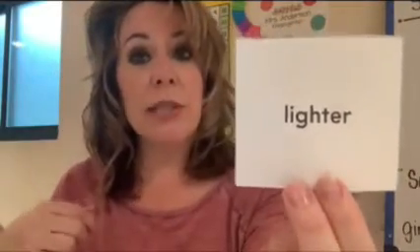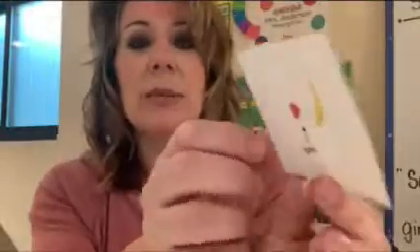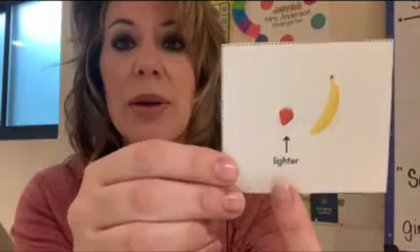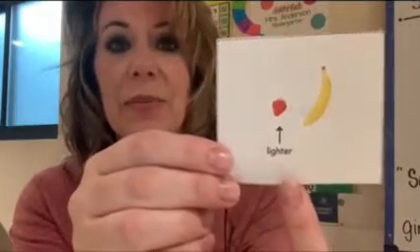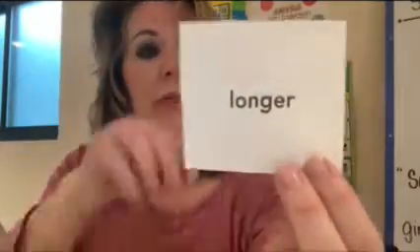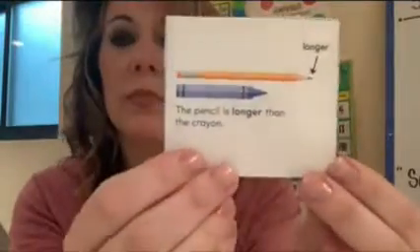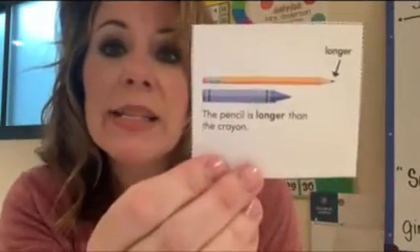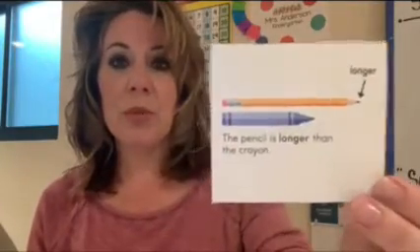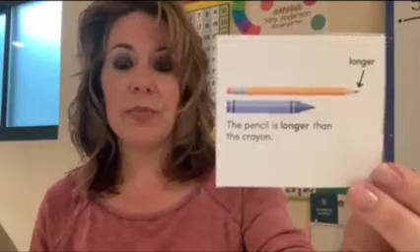Okay. Earlier, we talked about something being heavier. We talked about the banana being heavier. So if the banana is heavier, then the strawberry is lighter. Lighter. Good. Okay, last one from that page. Longer. Longer. Turn it around. The pencil is longer than the crayon. So you can do this at home. Just find two objects and see which one is longer. Which one is longer? Good.